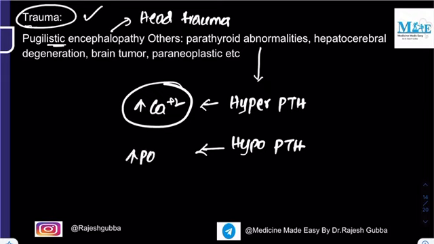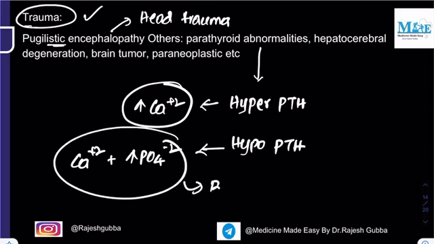In hypoparathyroidism, there will be hyperphosphatemia. This phosphate will combine with whatever available calcium there is. Calcium phosphate is formed, and that will deposit within the basal ganglia, causing Parkinsonism.